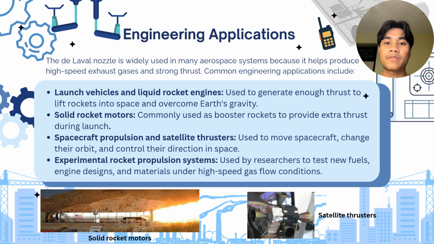Then spacecraft propulsion and satellite thrusters. They are used to move spacecraft, change their orbit, and control their direction in space. And lastly, experimental rocket propulsion systems. They are used by researchers to test new fuels, engine designs, and materials under high-speed gas flow conditions.